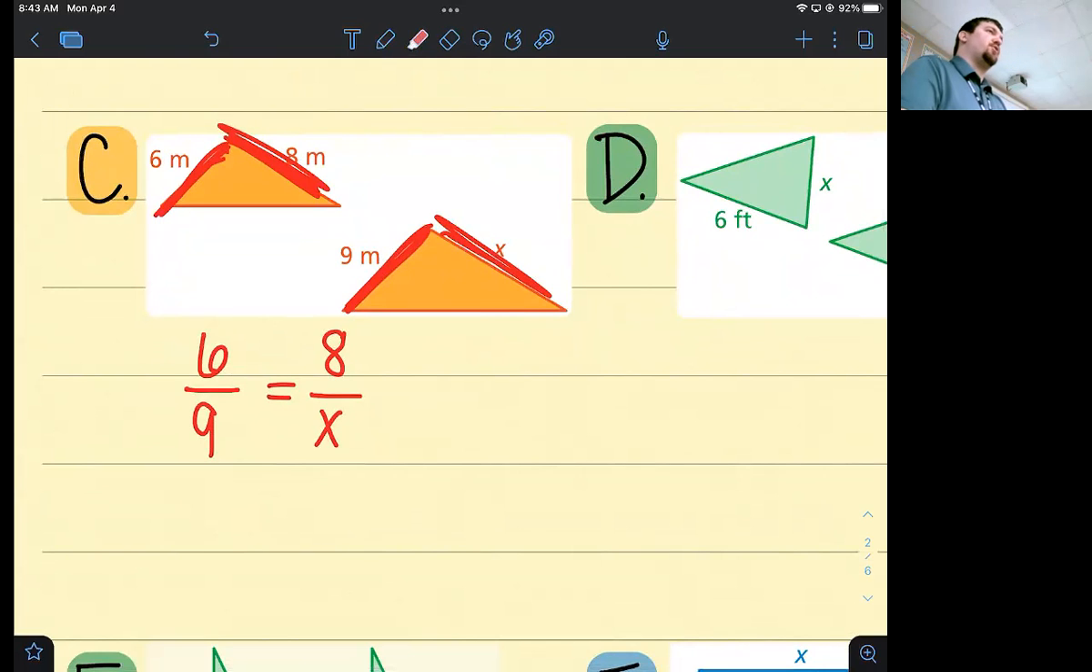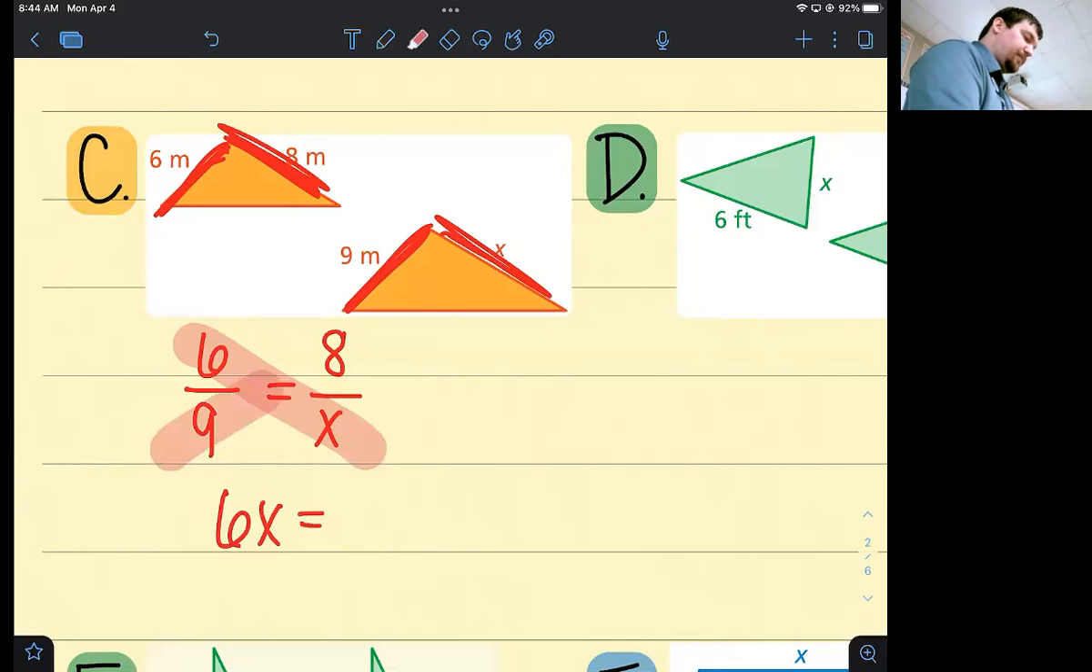When I'm solving a proportion, I use cross products. So I'm going to multiply 6 times X, which is just 6X. And I'm going to multiply 9 times 8. What's 9 times 8? 72. So I get this equation, and to solve that equation, I need to get rid of the 6 by dividing by 6. Maddox, what do you get for 72 divided by 6?